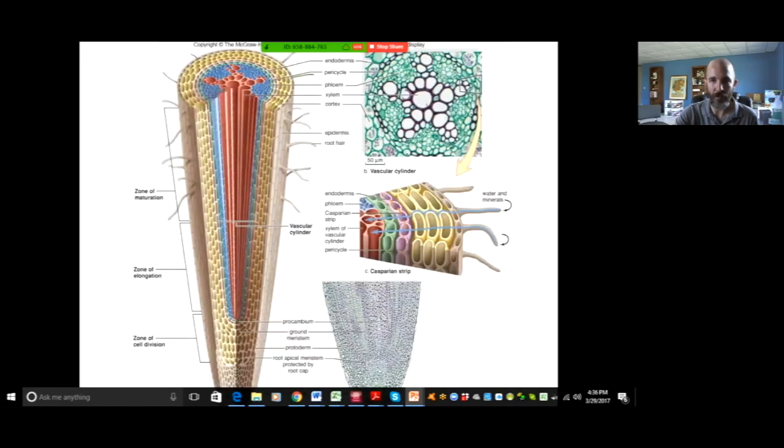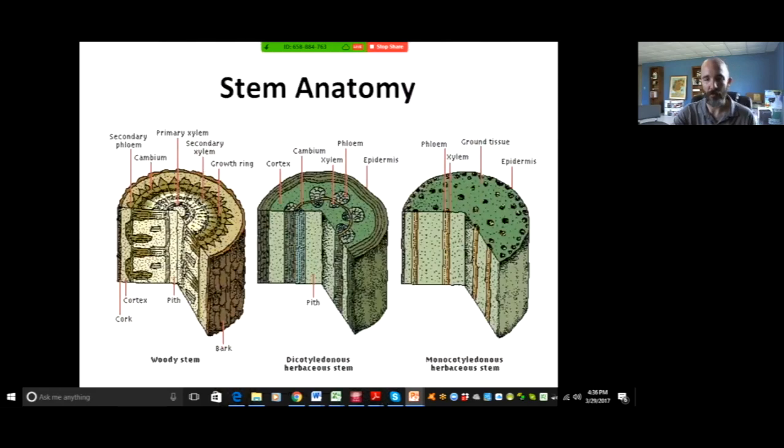Just another image of some of the more particular components of the tissues of plants. You can really see the zone of cell division, elongation, and maturation, or differentiation, if you will, and what that looks like in a literal context. You can see the xylem and the phloem, and that's where things move up and down in the plant, nutrition and moisture. Some really cool images there.